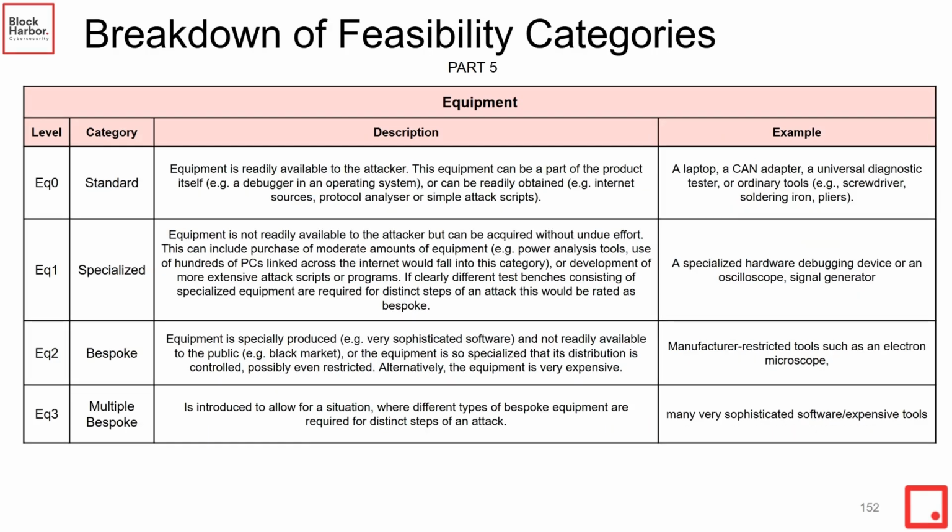The last category we will dive into is equipment. We need to assess the equipment required to perform the attack. We categorize equipment needs into 4 distinct levels, ranging from standard tools that are readily available to highly specialized bespoke equipment, which are very sophisticated software tools or equipment tailored specifically for unique attack scenarios. The complexity and cost associated with acquiring and using these tools make this level of attack the least feasible. Please do take a moment to go back and review each slide and the examples associated with each breakdown.